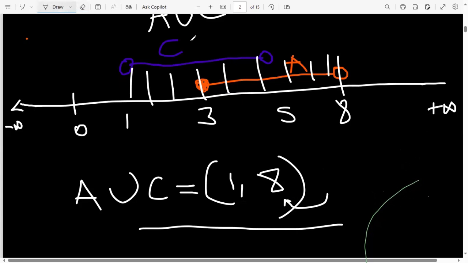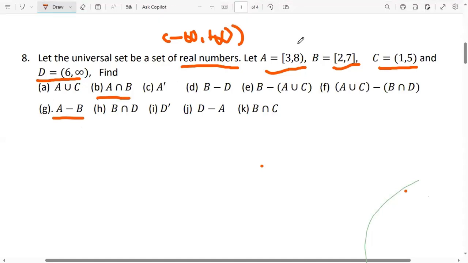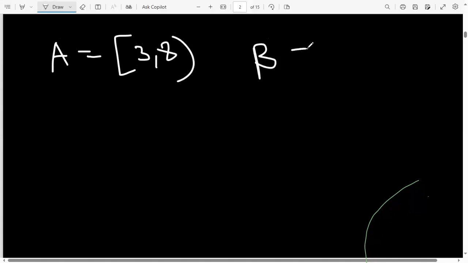Okay, and then let's look at the other one. So the other one is saying what? Let's check. So the other one is saying A intersection B. Okay, so we are getting this guy, we are intersecting it with the B. Okay, so we want to find the common. So A is given by 3, 8, like this, and then B is given by 2, 7, like this. Okay, so this is what we have here.